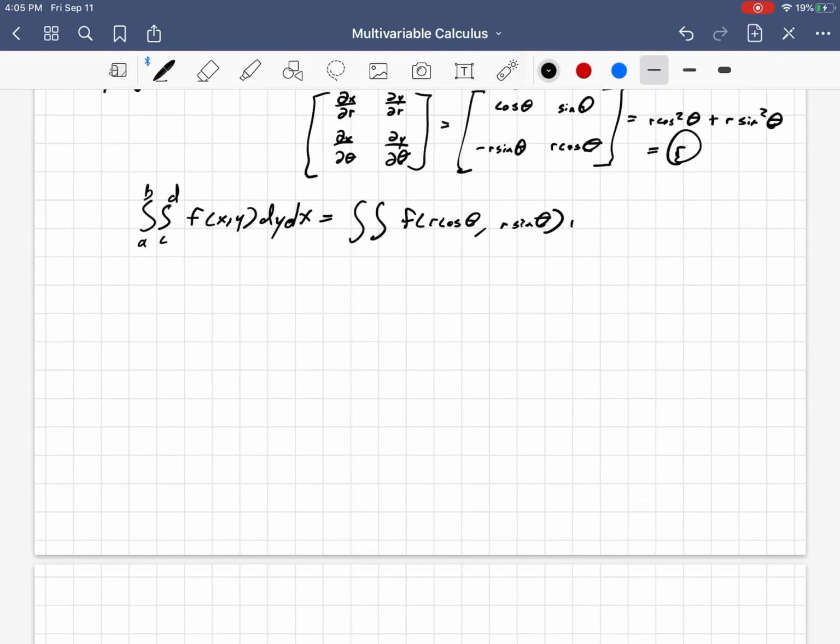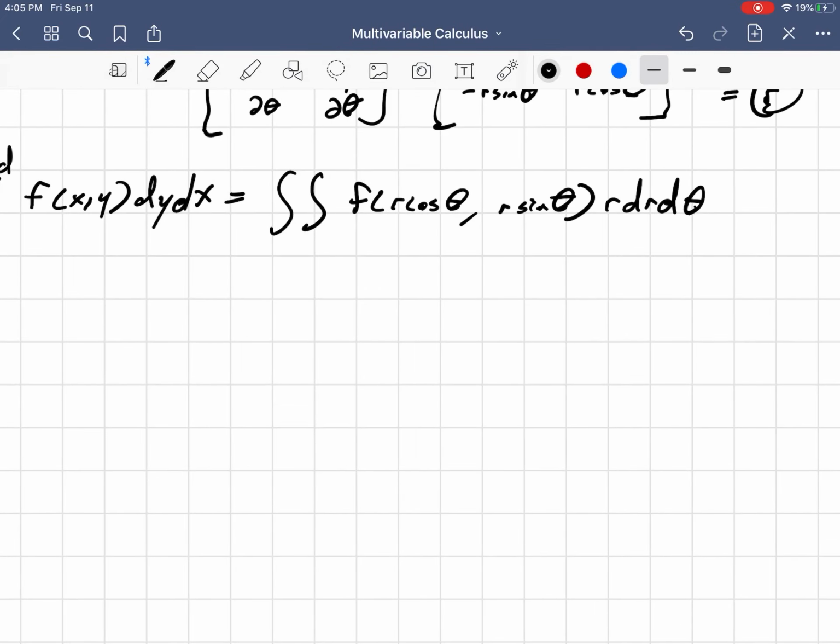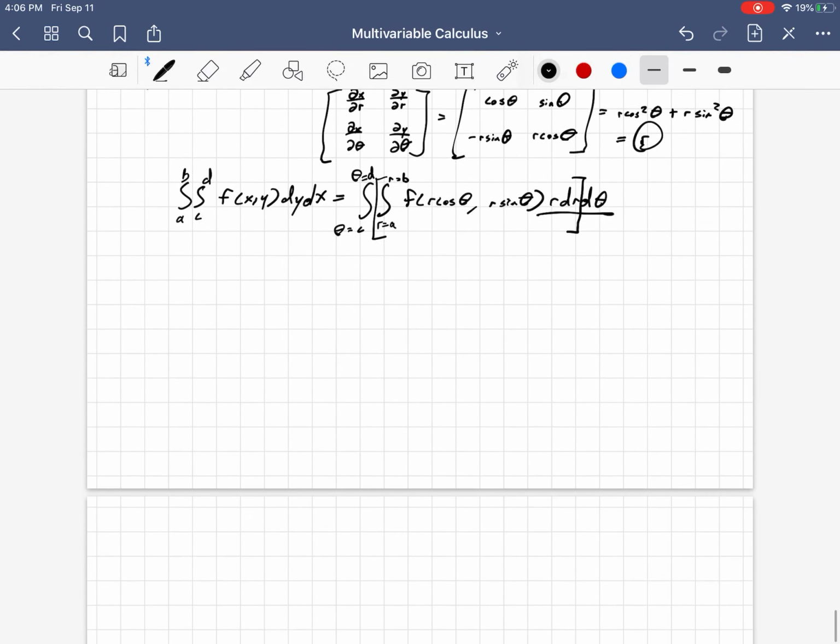And then dy dx is r dr d theta. And so you always write it in that order, r dr d theta. And so what that means is that, if you put brackets here to kind of help you, your innermost integral is going from r equals, say, a to r equals b. And then your outermost integral is going to have thetas, from theta equals c to theta equals d. And those are going to be in radians. Always use radians in calculus.